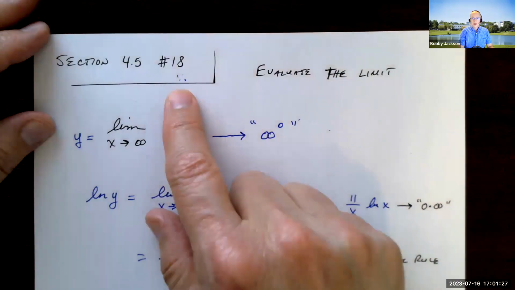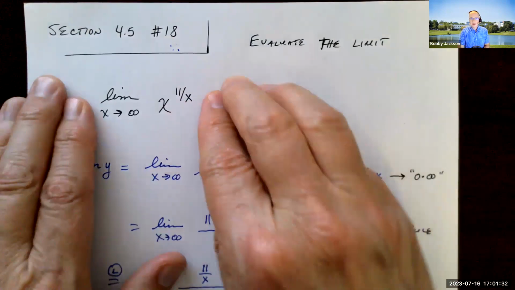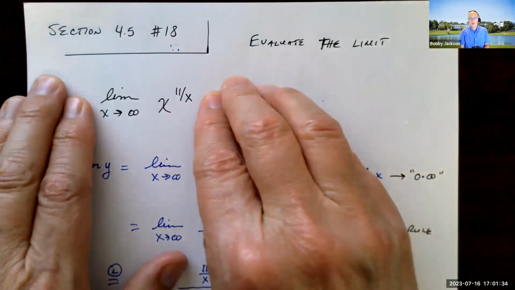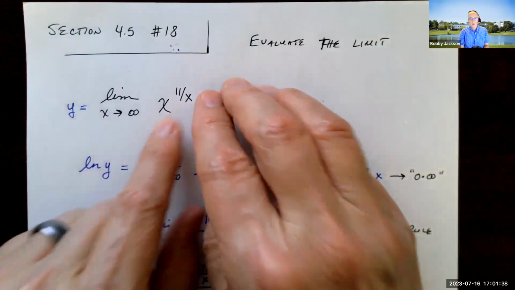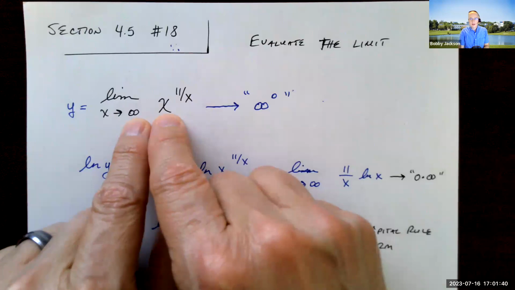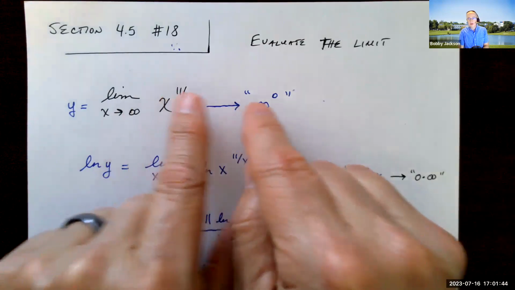Hey everyone, we're going to look at number 18 in section 4.5. We're going to evaluate this limit right here. The limit is x goes to infinity of x to the 11 divided by x power. Well, as x goes to infinity, clearly x, the base, is going to infinity, but 11 divided by x, right, that limit is clearly 0.